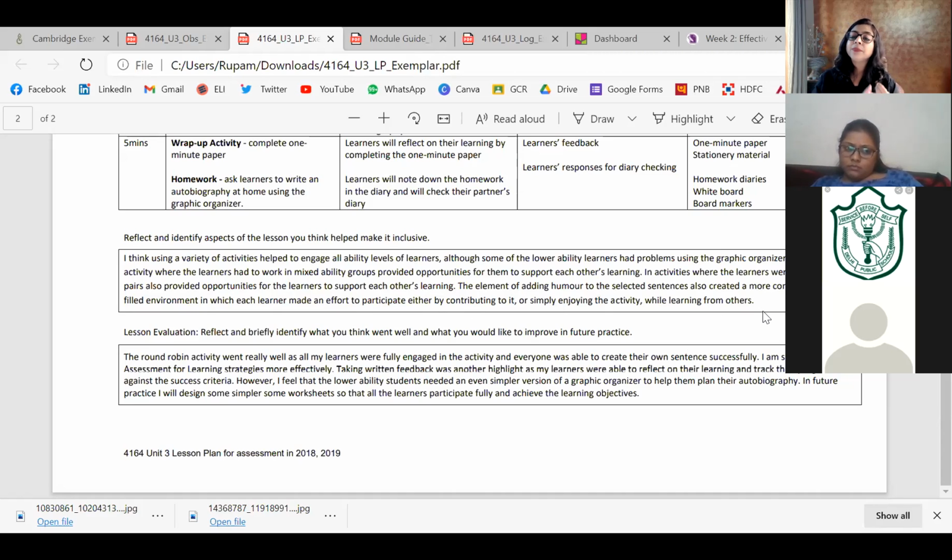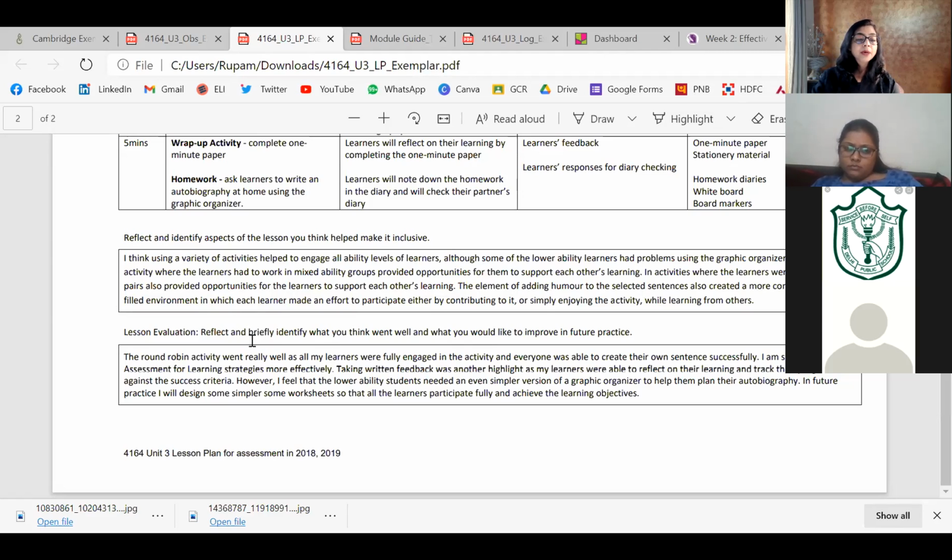In pairs, when they worked, there was support available. Because there was a fun-filled activity, children learned as the environment was all good. So even if the low ability students were not able to contribute, they learned from others' contributions. So here, how the teacher has made the class inclusive is what is written. So this is what you also have to think. How are you making your class inclusive?